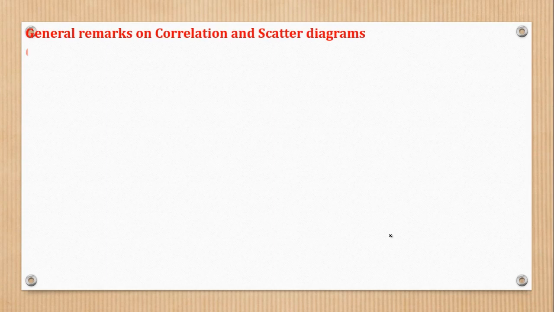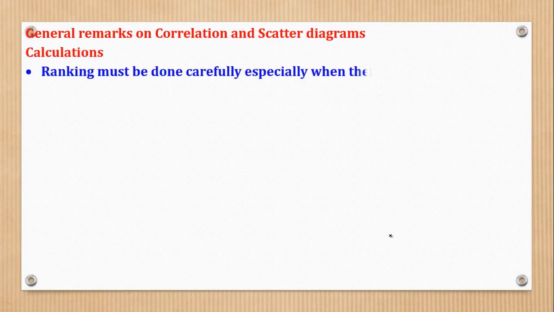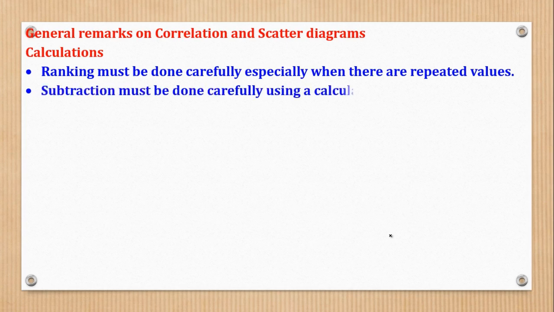For correlation and scatter diagrams, we shall start with calculations. Ranking must be done carefully. So this is a question which comes and we expect you to get total marks by all means. So ranking must be done carefully, especially when there are repeated values, and for your case, repeated values will always be there.